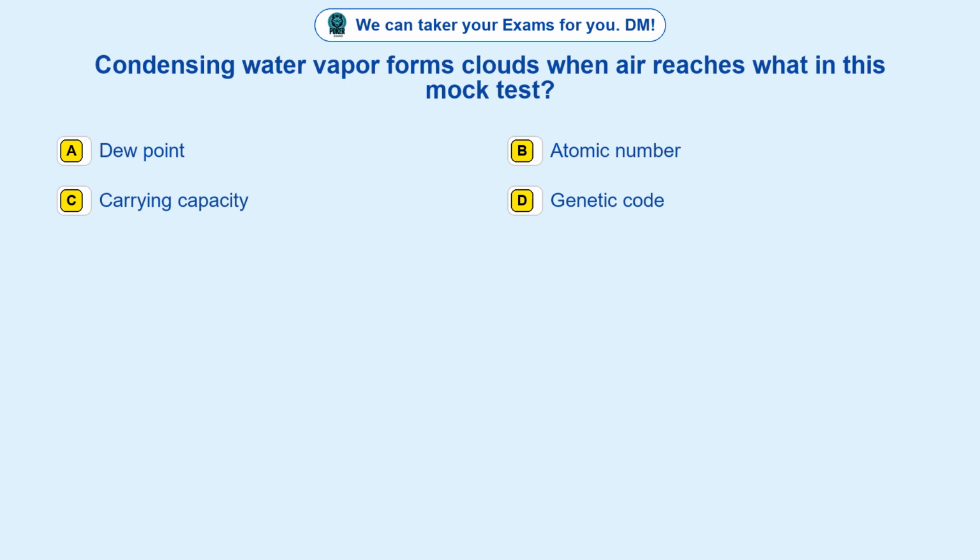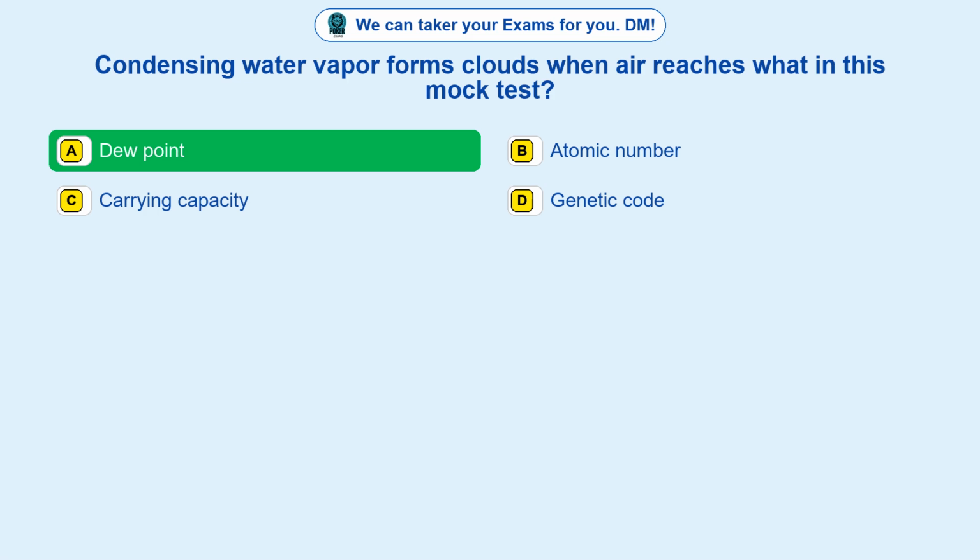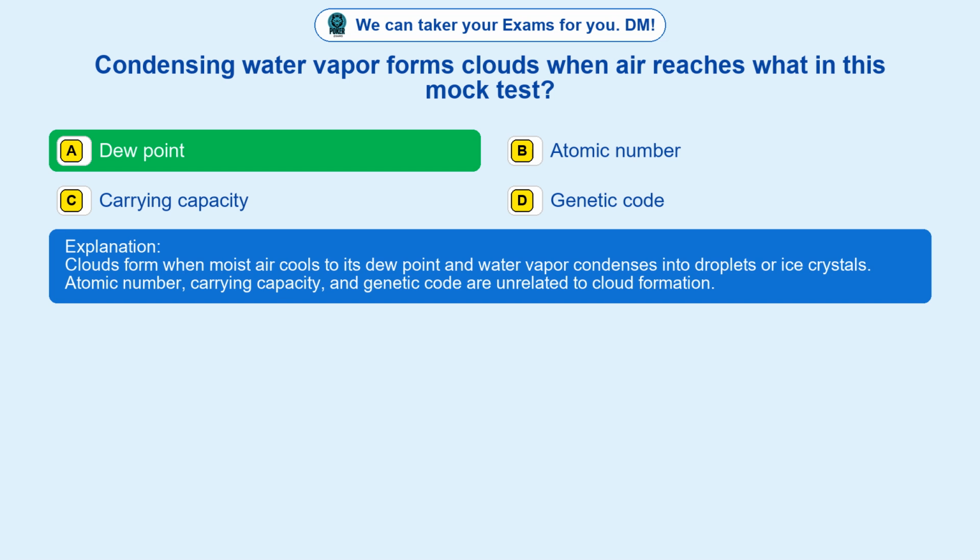Question 99. Condensing water vapor forms clouds when air reaches what in this mock test? Option A, dew point. Option B, atomic number. Option C, carrying capacity. Option D, genetic code. The correct answer is option A. Dew point. Clouds form when moist air cools to its dew point and water vapor condenses into droplets or ice crystals. Atomic number, carrying capacity, and genetic code are unrelated to cloud formation.